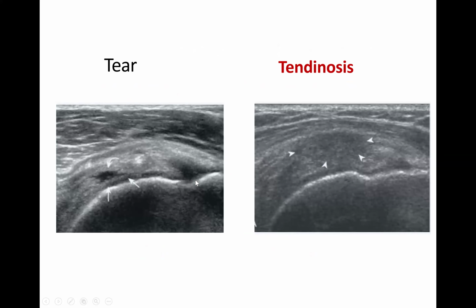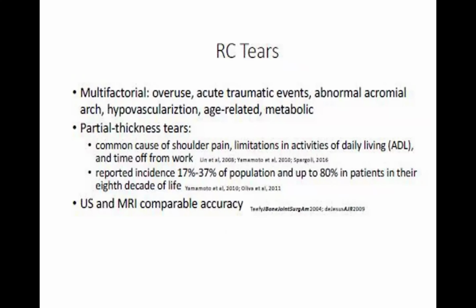So this is how the pathologies look in ultrasound. The tendon tear, which is completely anechoic, you can very well identify the area of the tear. While in tendinosis, you cannot exactly mark the area of the tendinosis completely. There is increased thickness of the tendon in the area of the tendinosis. So rotator cuff tear, the causes are multifactorial. It could be due to overuse or some traumatic event, or an abnormal acromial arch. We have seen in the MRI reports written acromial arch type 2, type 3, type 1.